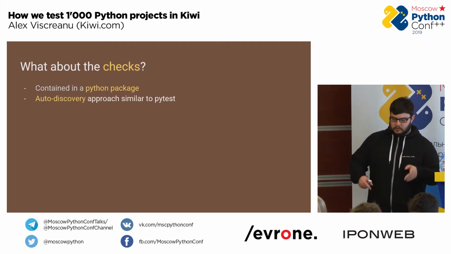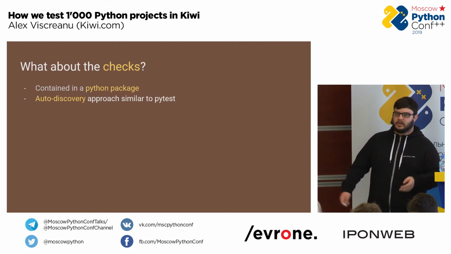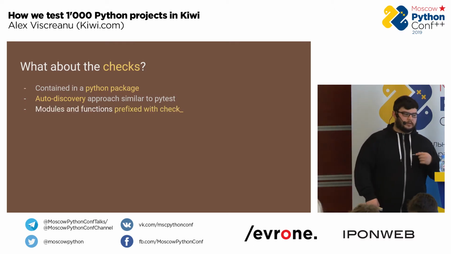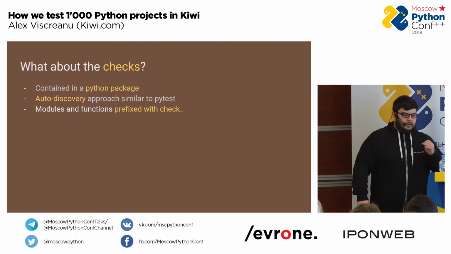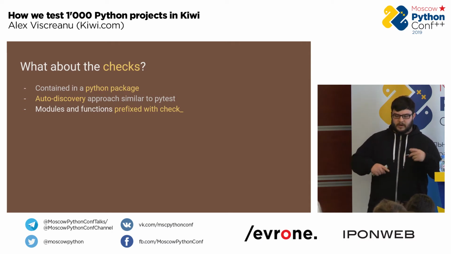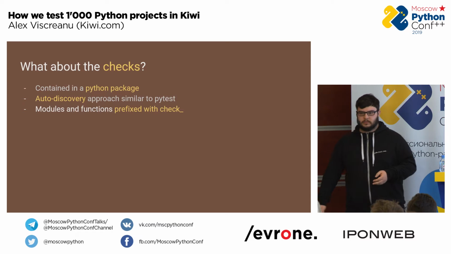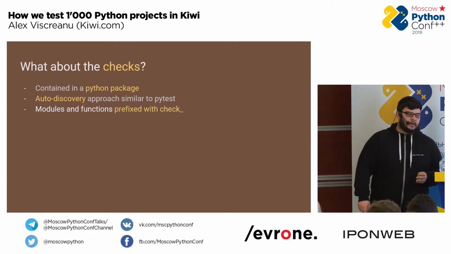We are using an auto-discovery approach similar to PyTest, in the way that we scan all the code inside that Python package and try to find modules and functions prefixed with check underscore. The rest of the functions are ignored, so if you need auxiliary functions or some third-party integration, also for reporting, it's also there. Just don't name it check underscore, and that's it.